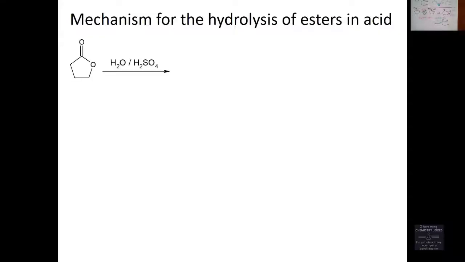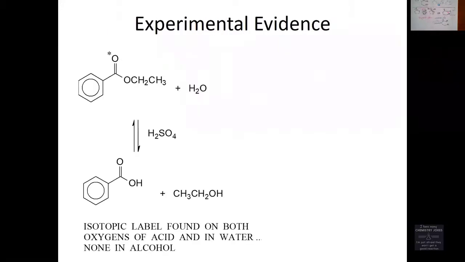So we drew the mechanism for hydrolysis of an ester in acid, but we did not talk about this. This is related to what we said a couple days ago with the experimental evidence to prove that the mechanism is as we say it is. If you isotopically labeled this carbon up here and went through our entire process, as it turns out, in the end of this reaction, the O18, the isotopic label on oxygen, is found in both oxygens of the carboxylic acid as well as in water. There is absolutely none in the alcohol.